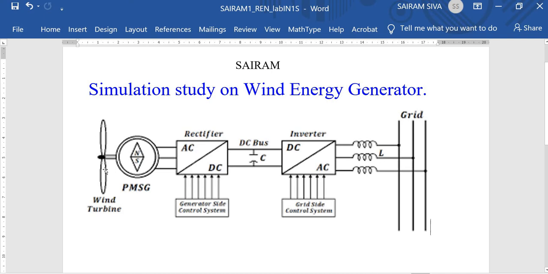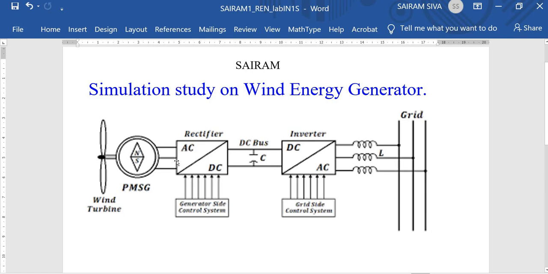First, the wind turbine is connected to the PMSG, permanent magnet synchronous generator, and this permanent magnet synchronous generator is normally a variable speed generator. If the wind speed varies, the output voltage has a variable frequency. So whenever the input wind speed changes, the output voltage frequency changes simultaneously.